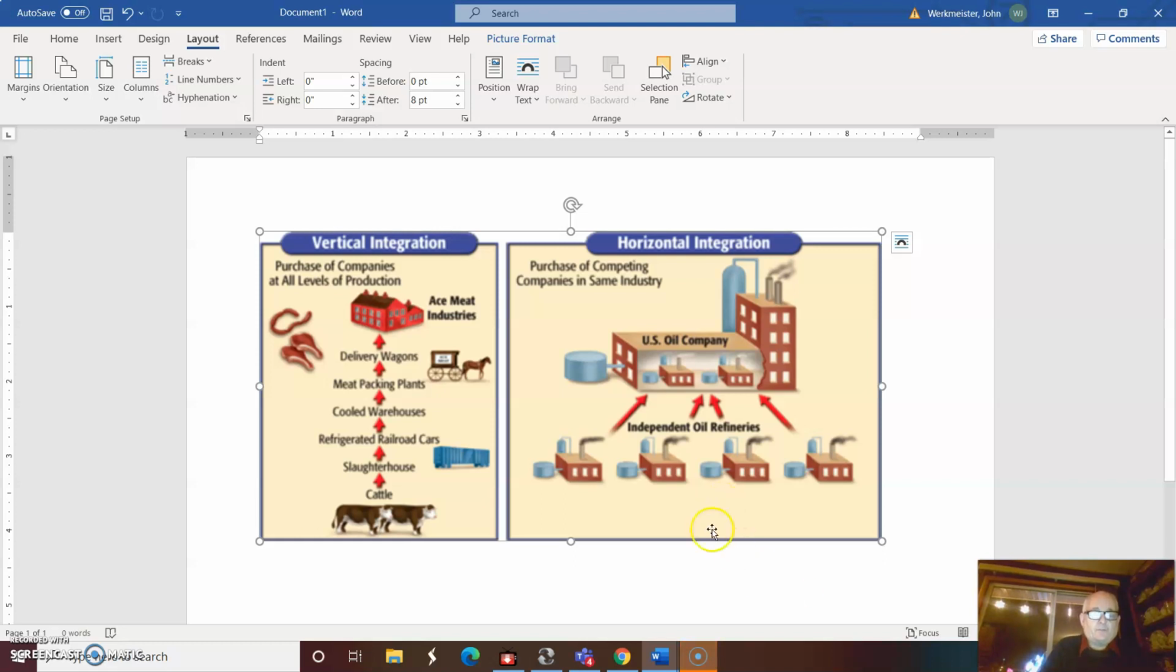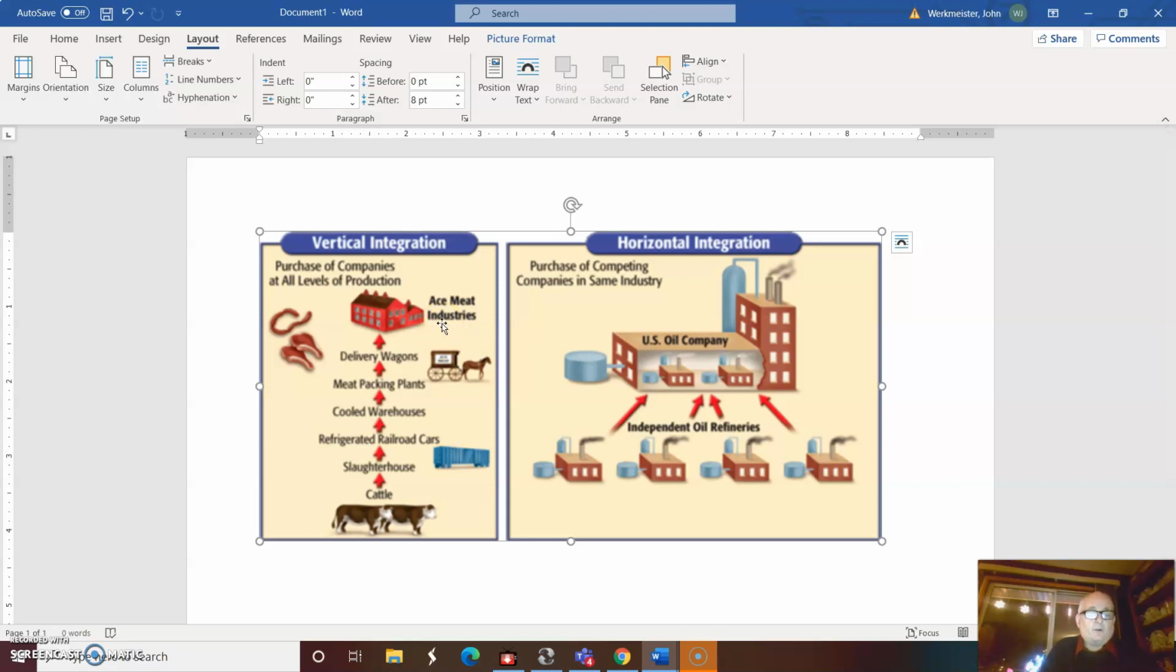Now, if you think of horizontal, think of the horizon, which goes from this point. So you take a look, see how that's a horizontal axis. This is a vertical axis. Now, these are examples. One is a meat packing plant, and one is producing oil. Now, when we talk about Andrew Carnegie, obviously we're talking about the production of steel, not cows.